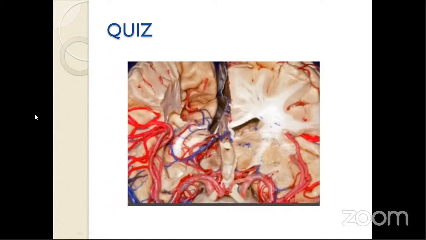So this is the M3 segment. The answer is M3 segment, as this is the superior view of the temporal lobe. Here we can see this is the M1 segment, genu, M2 segment, and it curves, and then at the surface of the insula, it is the M3 segment of MCA.